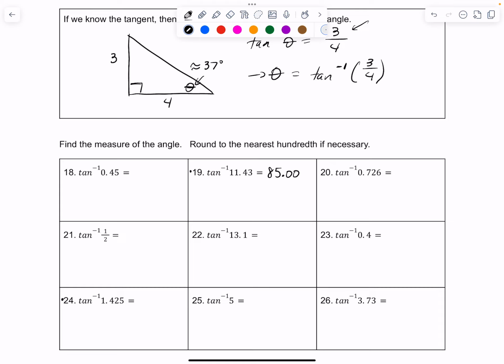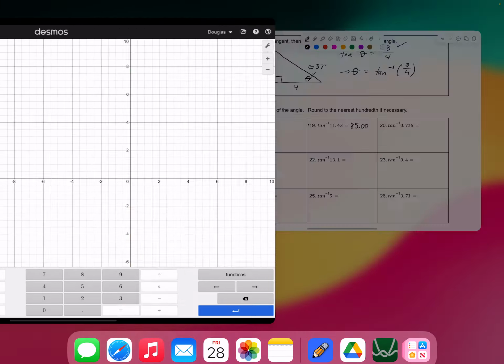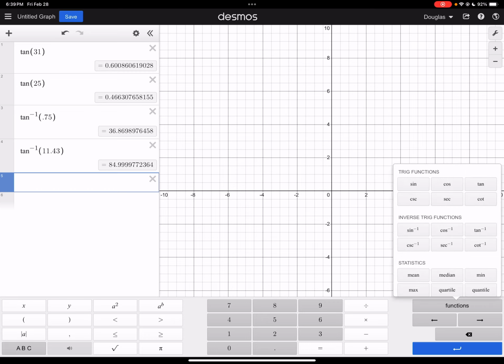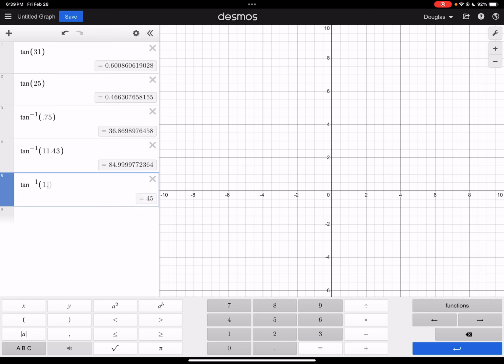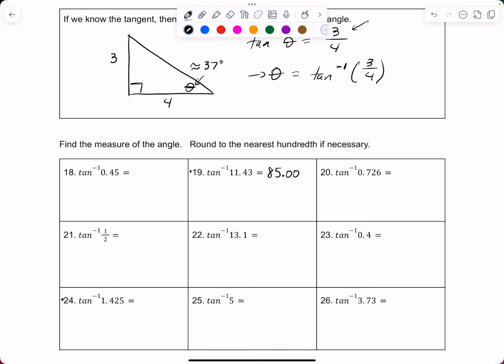Okay, and then here we go. Let's do, what did I say, 24, so 1.425. So tangent to the negative first power of 1.425. So nearest hundredth, so look at the thousandths place, the 0, rounds that 4 to still be 4. So 54.94 degrees approximately. I'll put my degrees for.